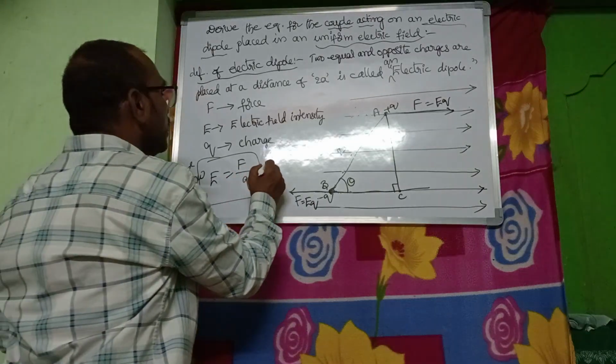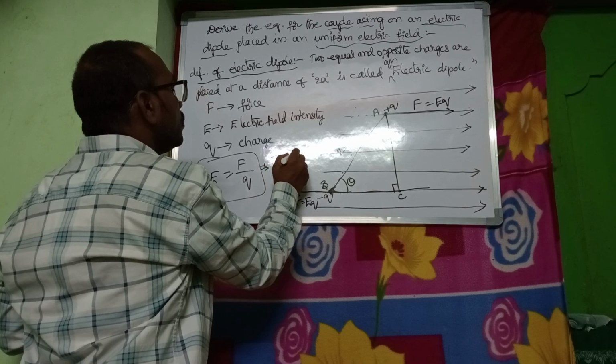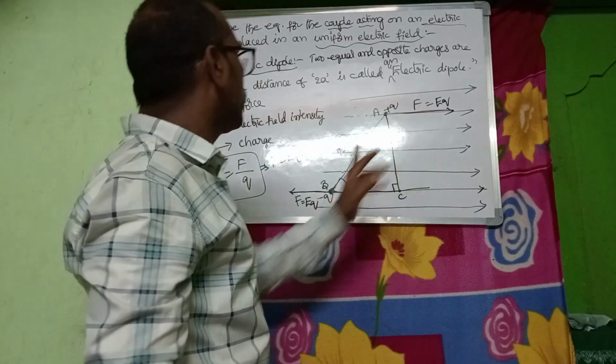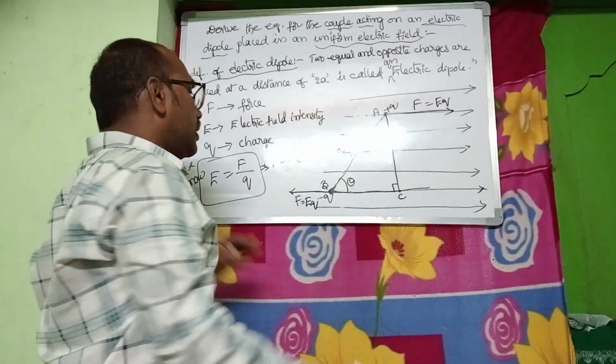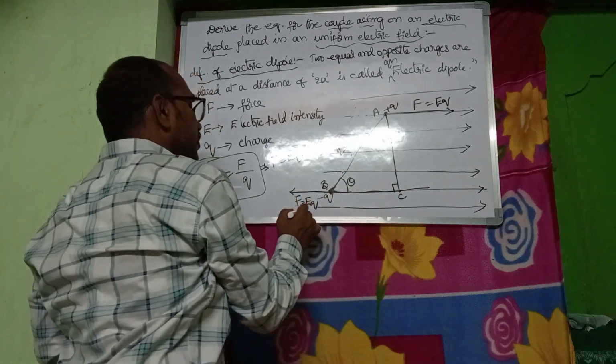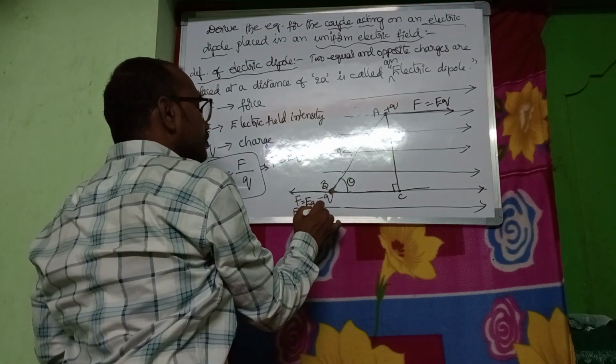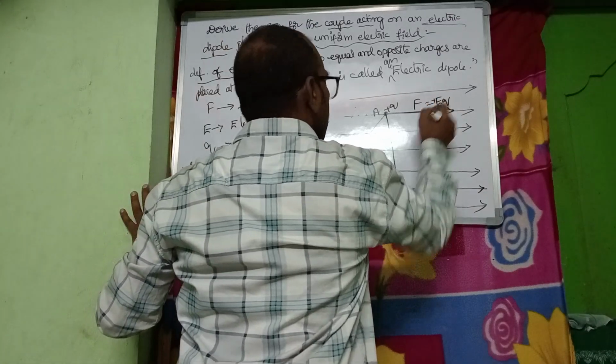From this, we can write F equals EQ. Here F equals plus EQ on one charge, and here F equals minus EQ on the other, since this is plus Q and this is minus Q.